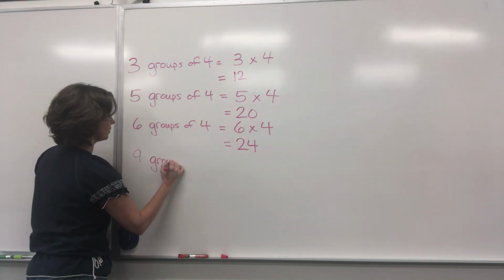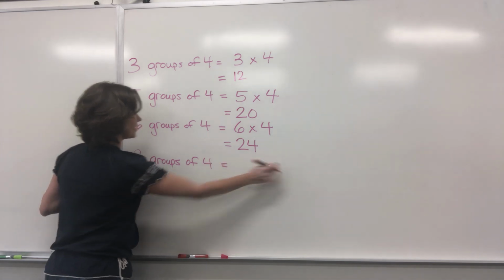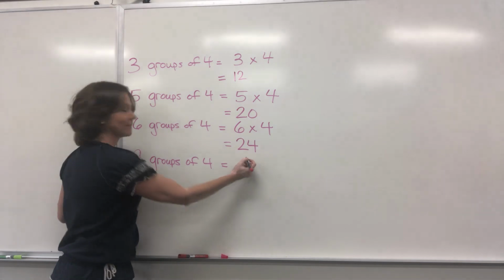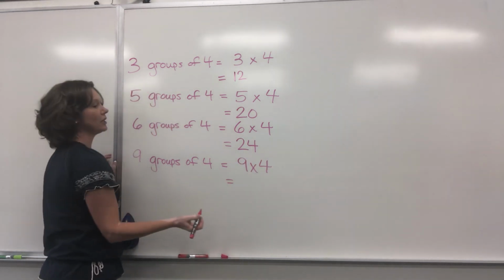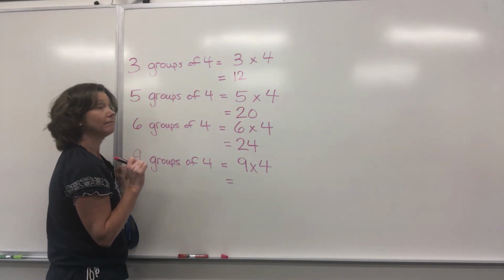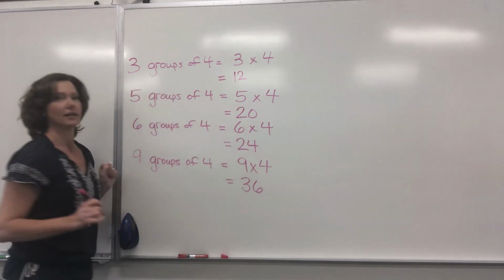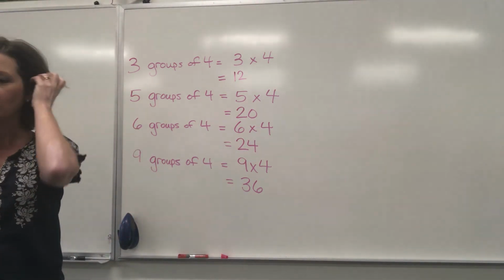9 groups of 4. Please write in the green slots there what this number sentence would be. What'd you get? 9 groups of 4. 9 times 4, which equals 36. Should be 36. All right, very good. Let's move on to number 5.